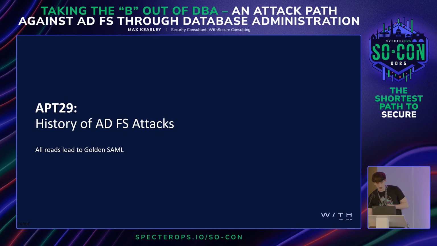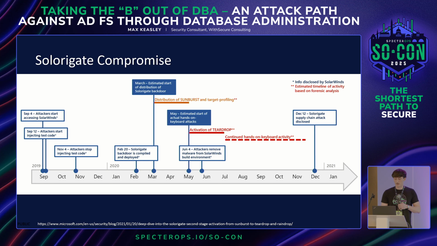Cool. That leads us on to a section where I was looking at some of the APT29 tradecraft, where they carried out some very interesting attacks during the SolariGate compromise. However, in this section, all roads lead to golden SAML again. This specific compromise, the SolariGate compromise, was when SolarWinds was compromised, and essentially APT29 got access to the build pipeline for a piece of software called Orion.